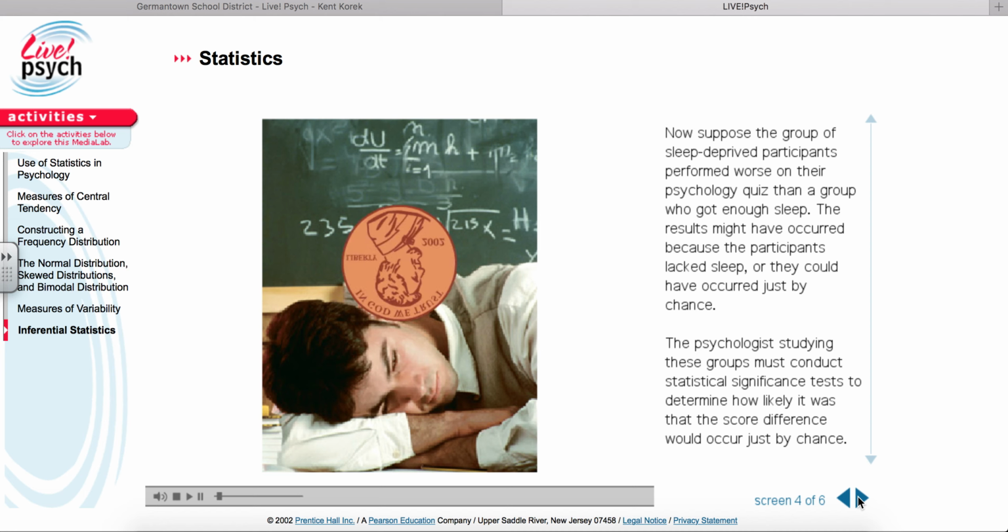Now suppose the group of sleep-deprived participants performed worse on their psychology quiz than a group who got enough sleep. The results might have occurred because the participants lacked sleep, or they could have occurred just by chance. The psychologist studying these groups must conduct statistical significance tests to determine how likely it was that the score difference would occur just by chance.